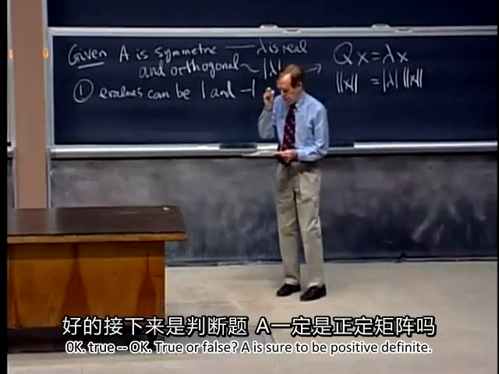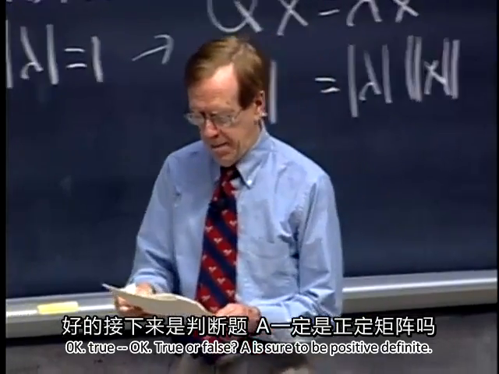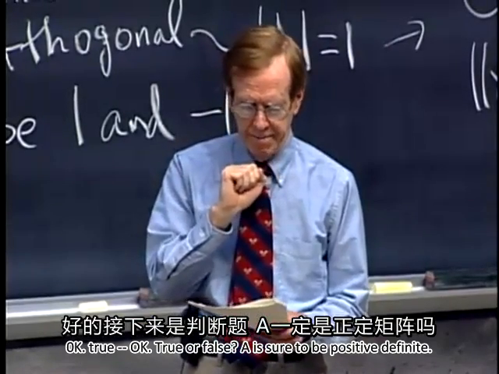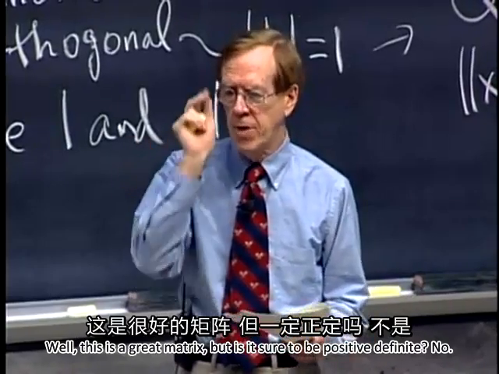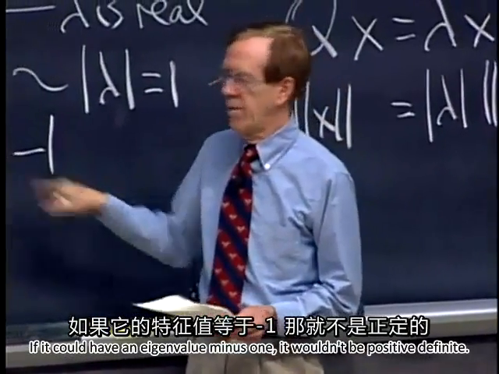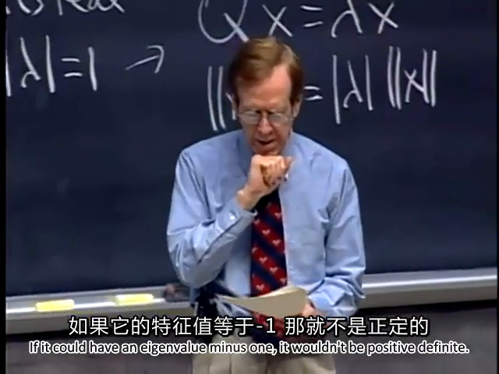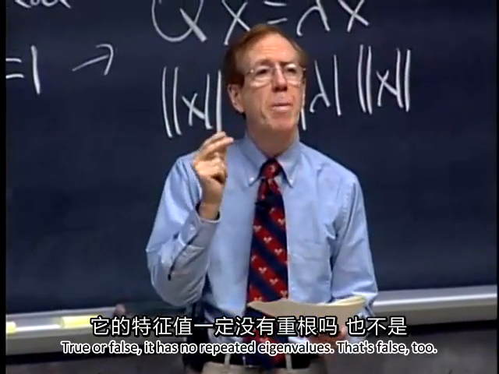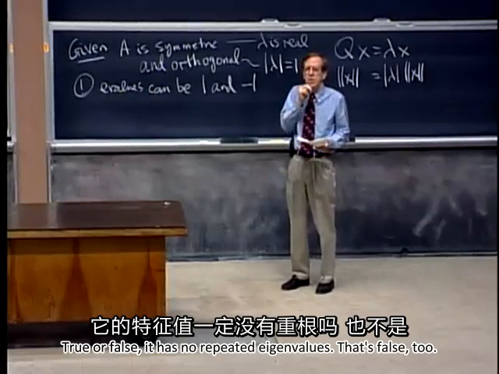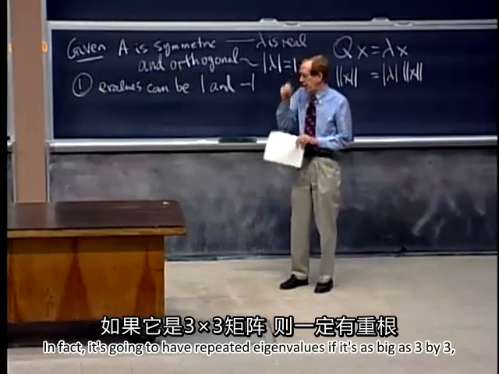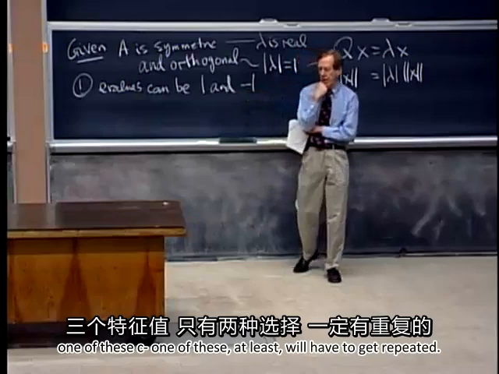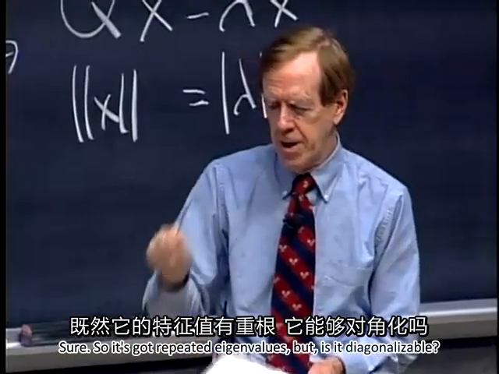Okay. True or false? A is sure to be positive definite. Well, this is a great matrix, but is it sure to be positive definite? No. If it could have an eigenvalue -1, it wouldn't be positive definite. True or false? It has no repeated eigenvalues. That's false, too. In fact, it's going to have repeated eigenvalues. If it's as big as 3 by 3, one of these at least will have to get repeated. Sure. So it's got repeated eigenvalues.